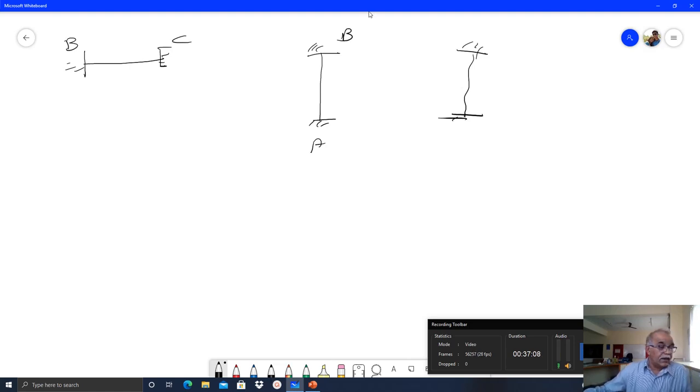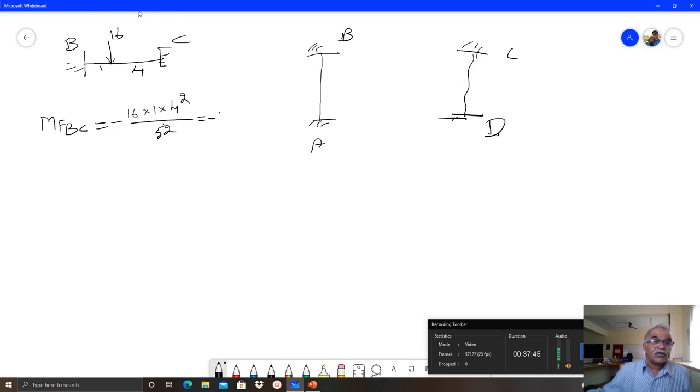BC and CD. This is loaded with a point load 1-4. MF BC will be equal to minus 16 into 1 into 4 squared divided by L squared, that is 5 squared. It is minus 10.24, and MFCB will be plus 10.24 kilonewton meter.